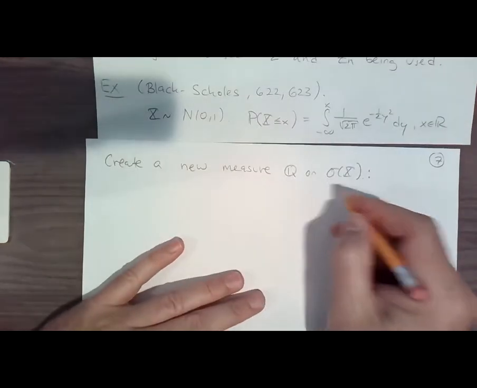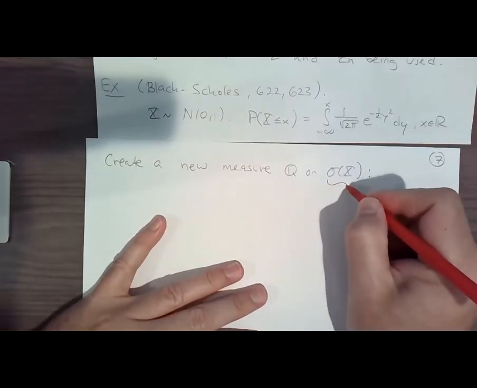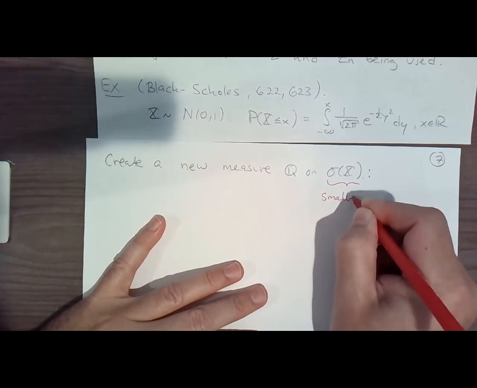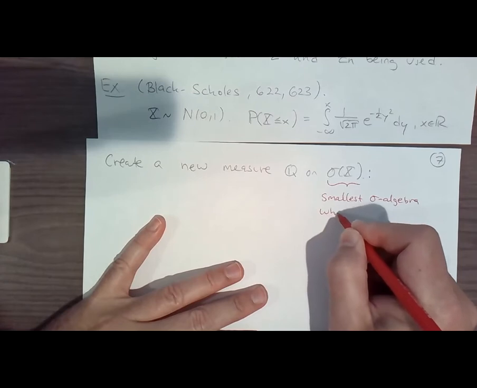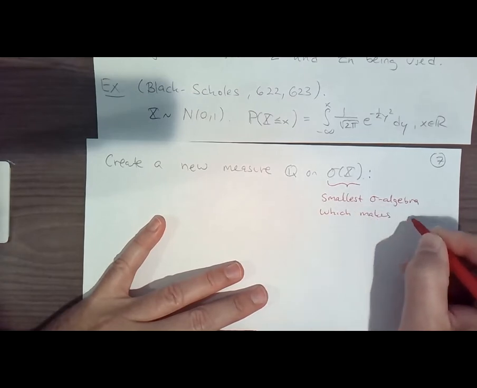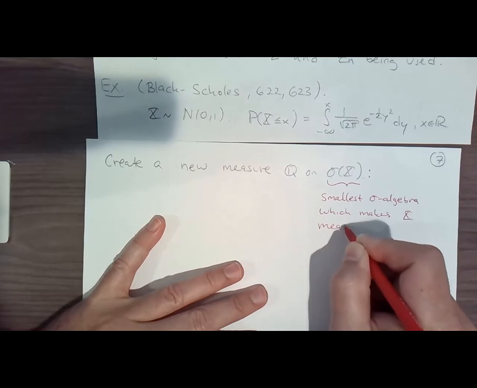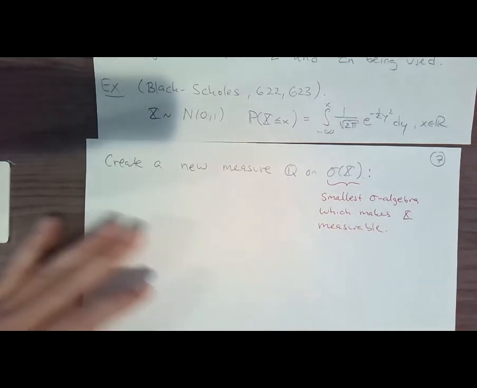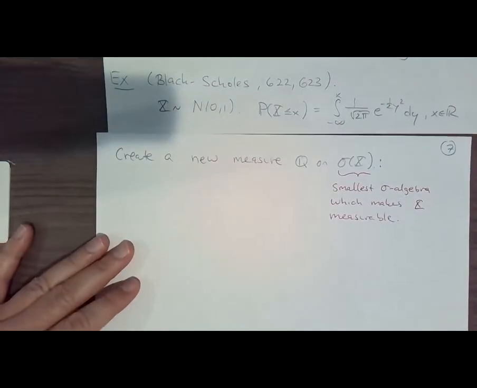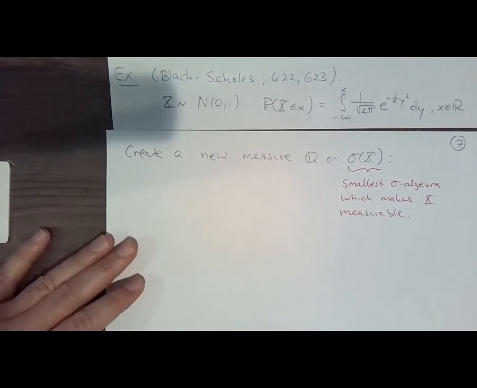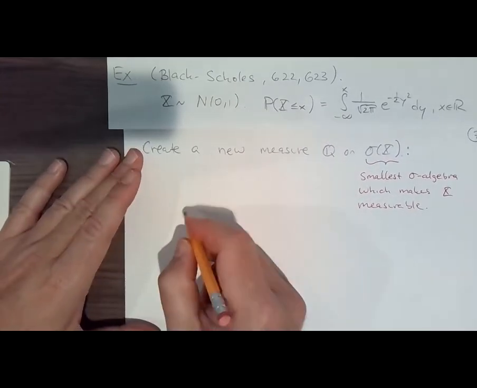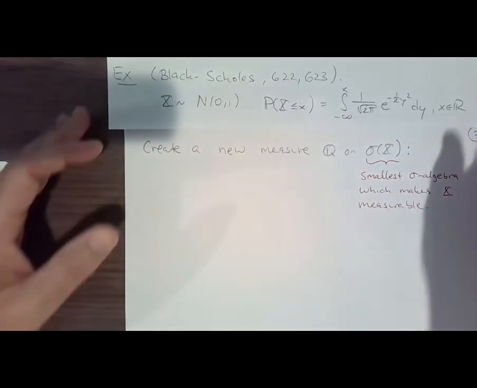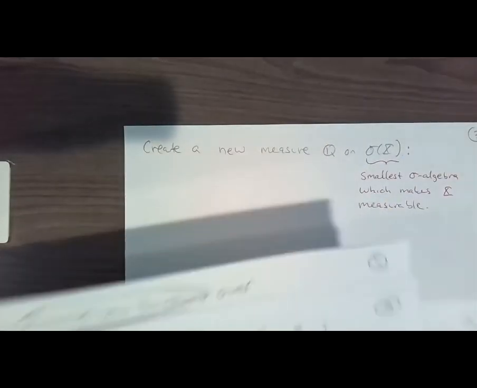This is the smallest sigma algebra which makes X measurable. So how does one go about creating a new measure? This is where we're going to use the Radon-Nikodym derivative. What does it mean to create a new measure? We need to create something that satisfies these two properties.